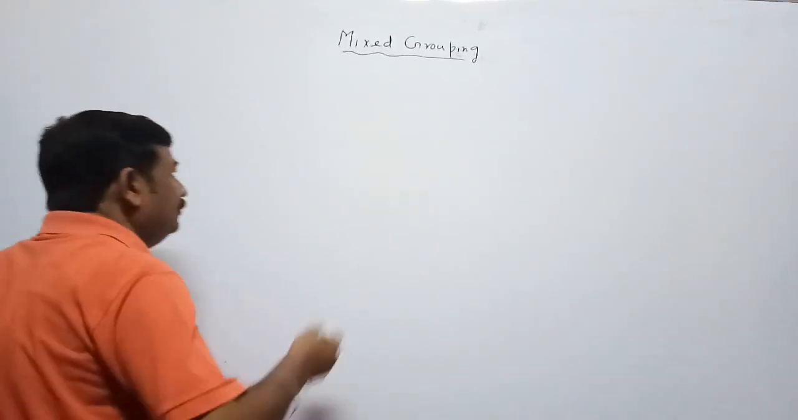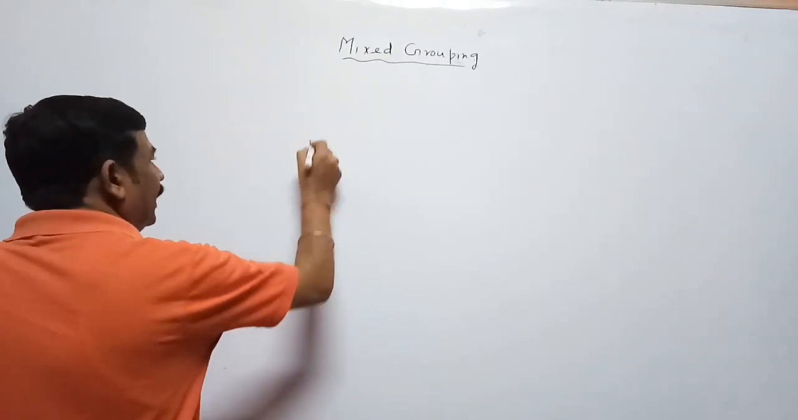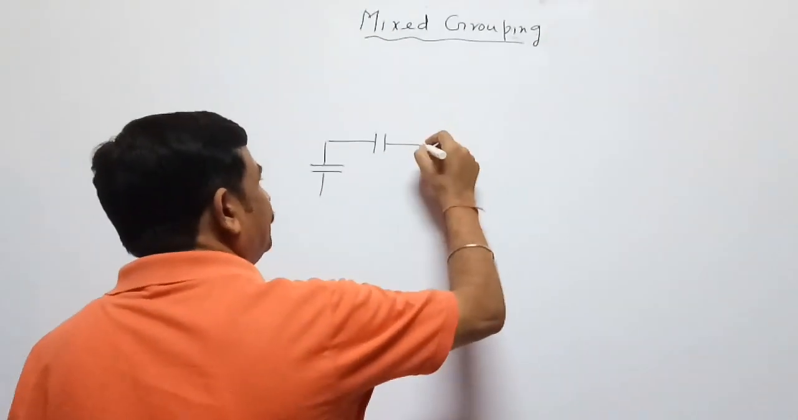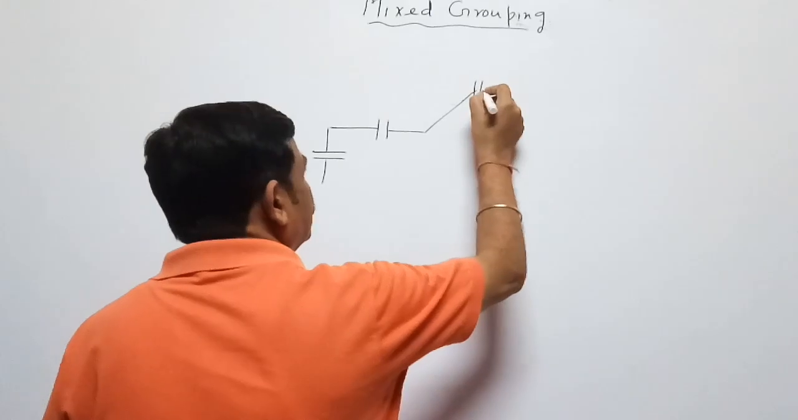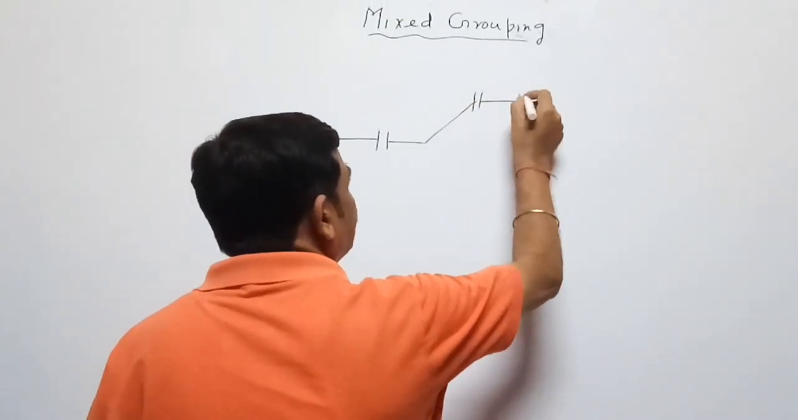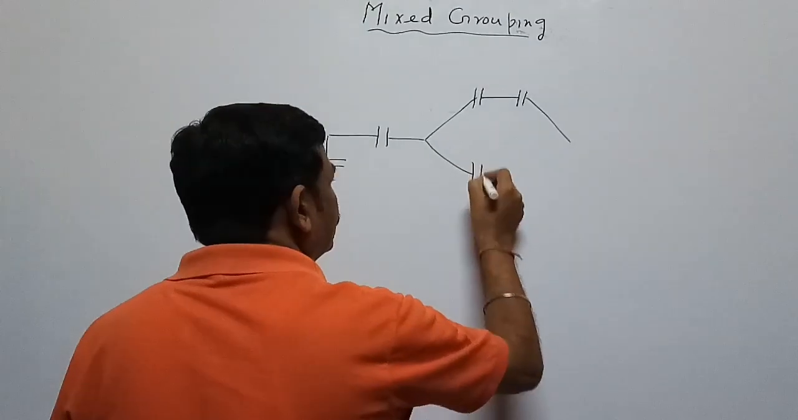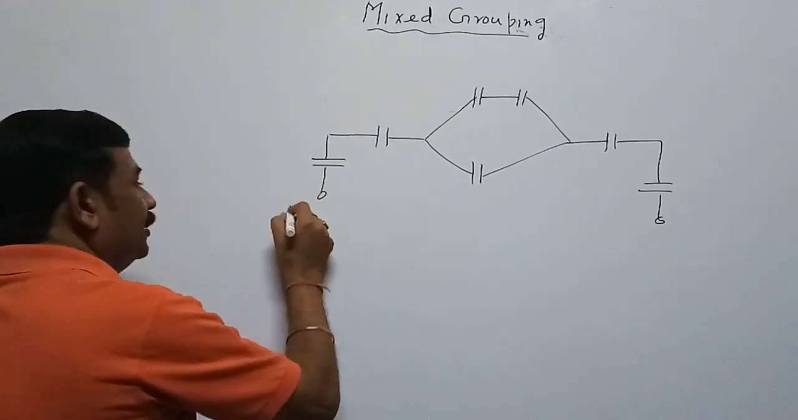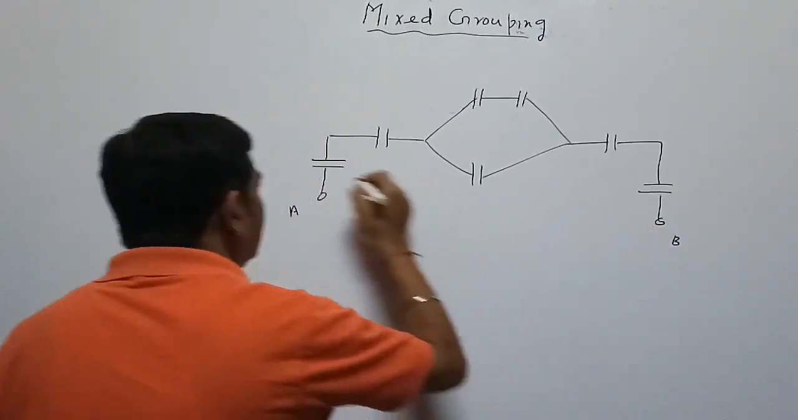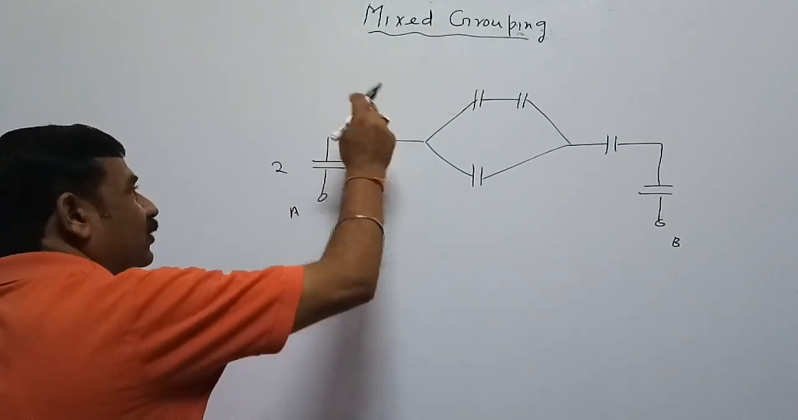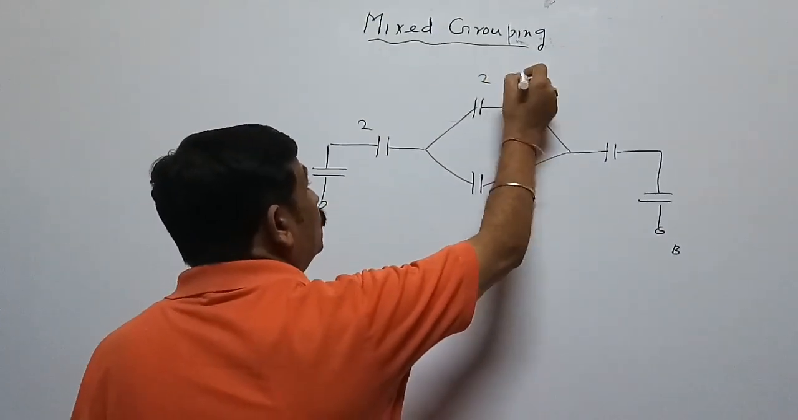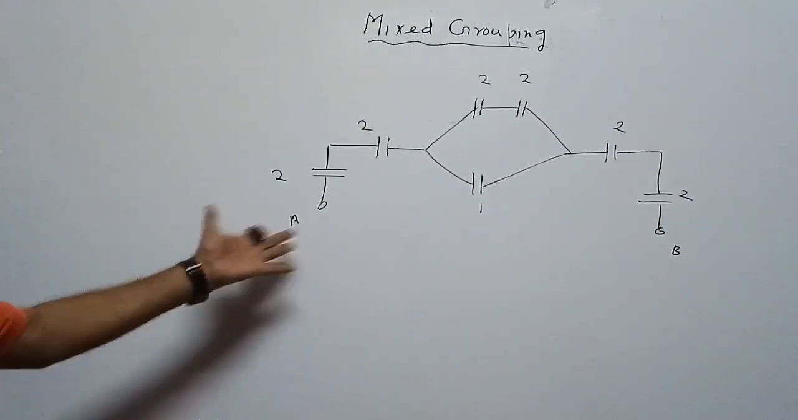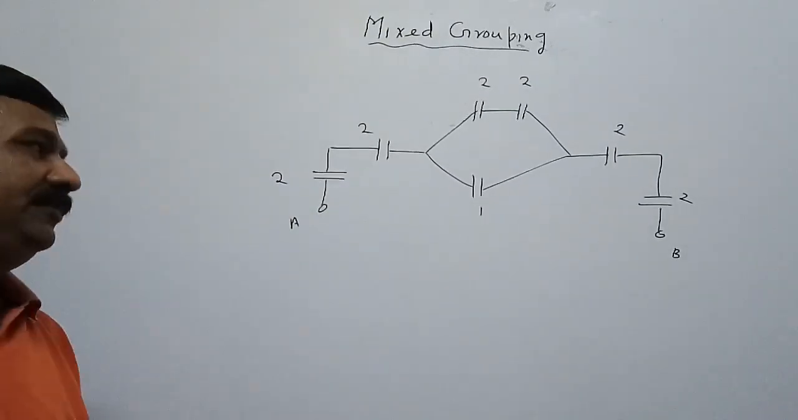See this figure. We have a circuit in which capacitors are connected like this. These are two points A and B. These capacitors have capacity values 2 microfarad, 2 microfarad, 2, 2, 1, 2, 2. We want to know what is the net capacity with respect to points AB.